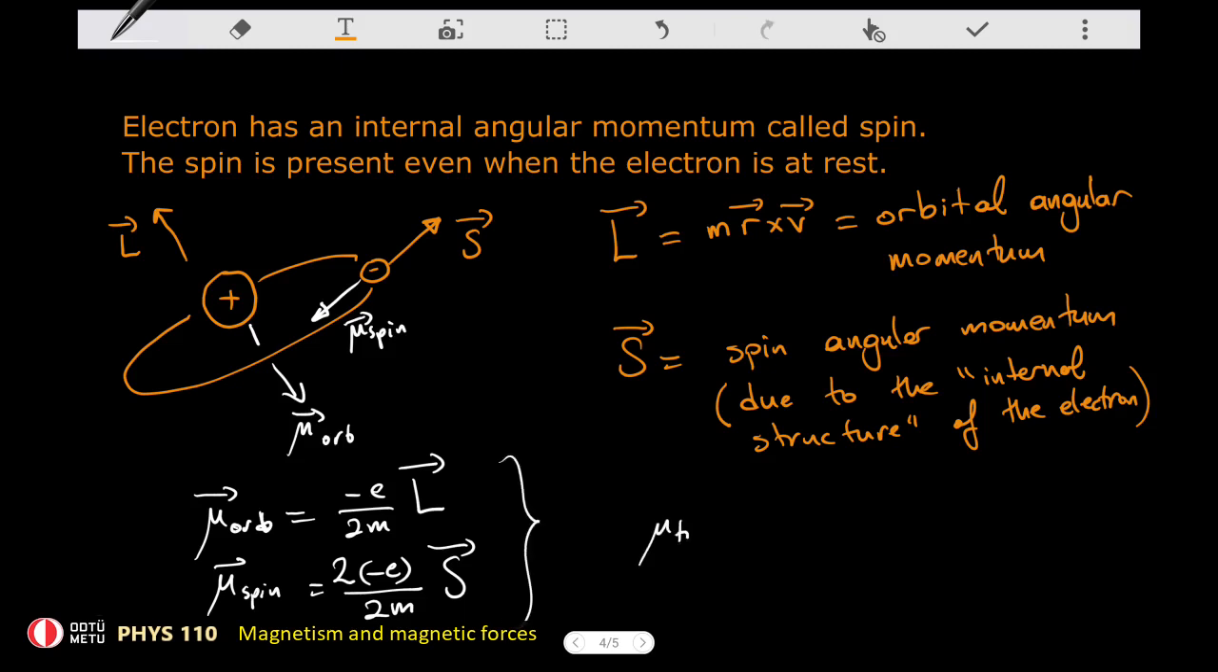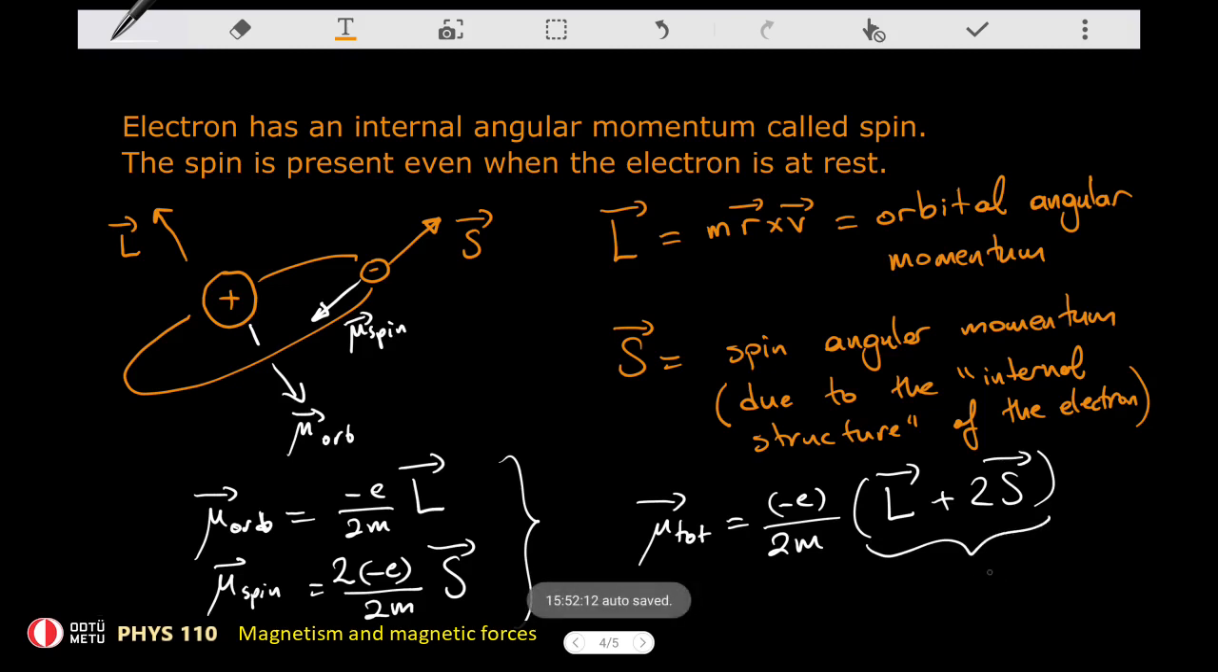So as a result, the total dipole moment for the electron, which takes into account both the orbital angular momentum and the spin, is given by an expression like that, which is not that simple. We would like to express this in terms of the total angular momentum, but we cannot. In any case, that's some kind of a difficulty that atomic physicists have to deal with.